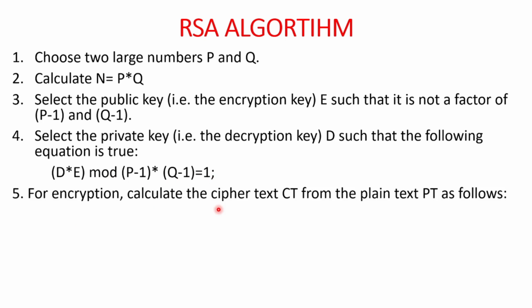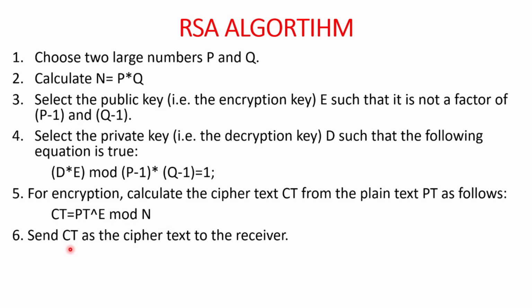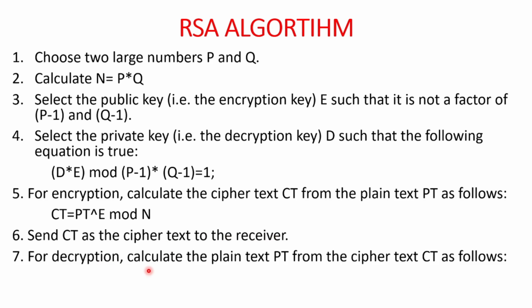For encryption, we calculate the ciphertext. Encryption means converting the original plain text message into ciphertext. CT means ciphertext and PT means plain text, so ciphertext equals plain text raised to e mod n. That ciphertext is sent to the receiver. Then at the receiver end, decryption is done using the formula: ciphertext raised to d, the private key, mod n. We will get the plain text back. So this is the step-by-step procedure, or the RSA algorithm.